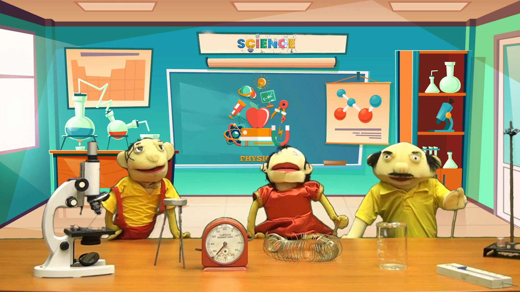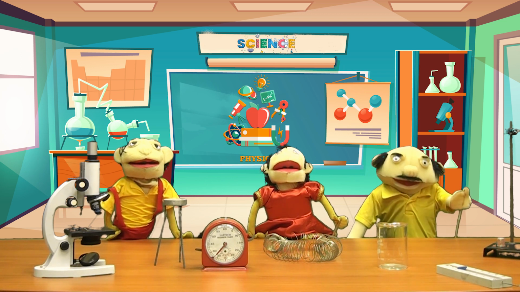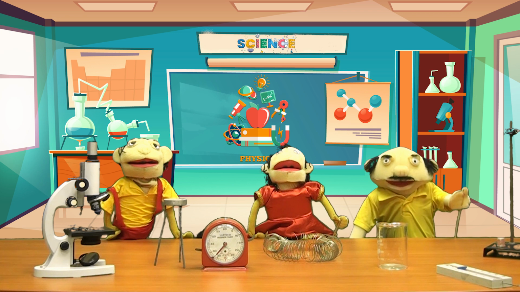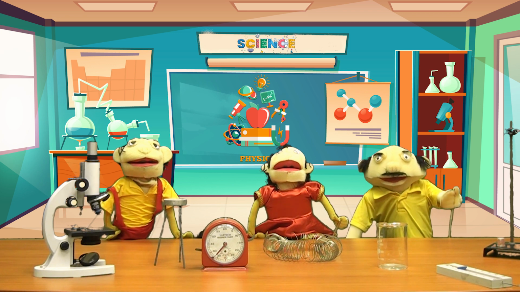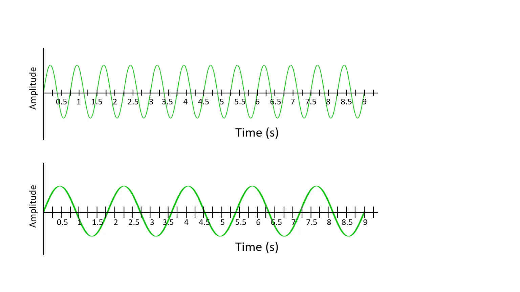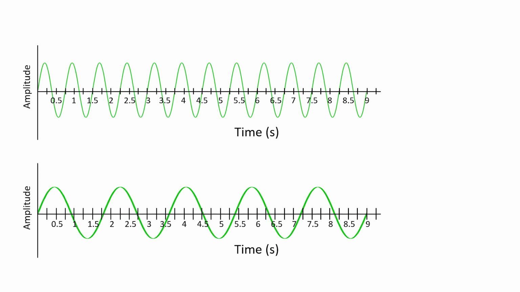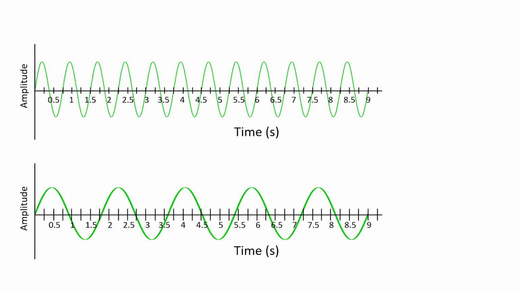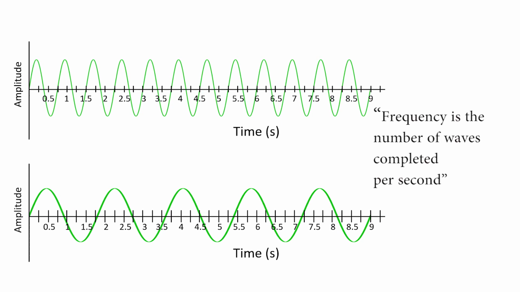Well, today we want to learn what aspect of the sound we hear changes when frequency changes and what changes when amplitude changes. So let's look at frequency first. Look at this picture. The upper waveform has a higher frequency than the lower one. This is because the upper one completes a greater number of waves in 9 seconds than the lower one.